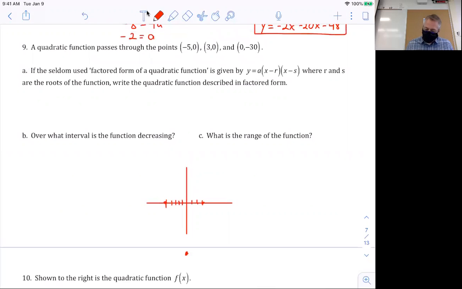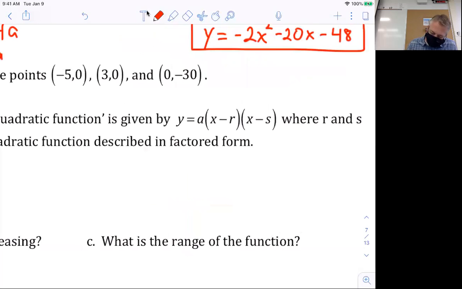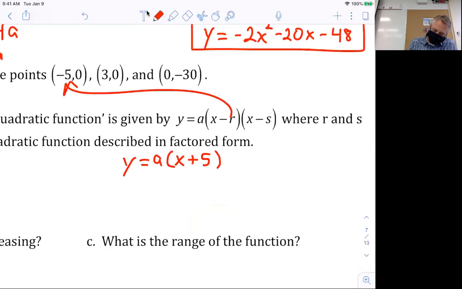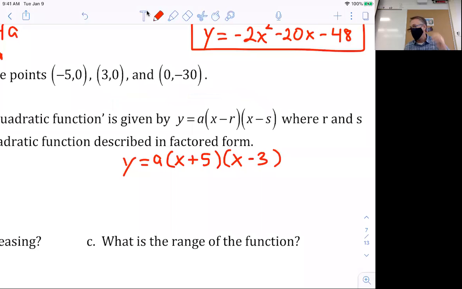One way is there is a seldom used formula that uses the roots. We know that our roots are these. Okay, remember those are the x-intercepts. So at negative 5 and 3. So we could write this as y equals a times x plus 5, because that root is negative 5, times x minus 3, because that root is 3. Once again, we don't know our a value, though.